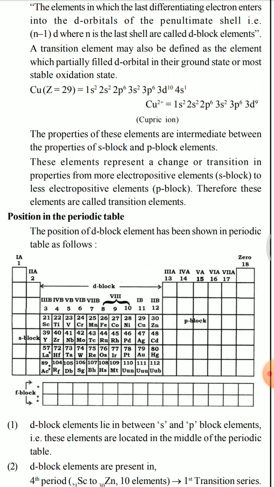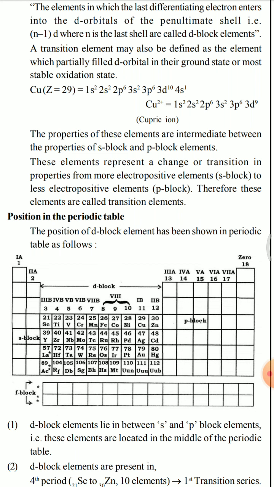So what is the electronic configuration of scandium? It is 1s2, 2s2, 2p6, 3s2, 3p6, 4s2, 3d1. That's why we see that the last electron enters into D orbital of the penultimate shell. Here the 4th shell is the last shell, but the last differentiating electron enters into the 3d orbital, which is the penultimate shell, the n-1 shell.